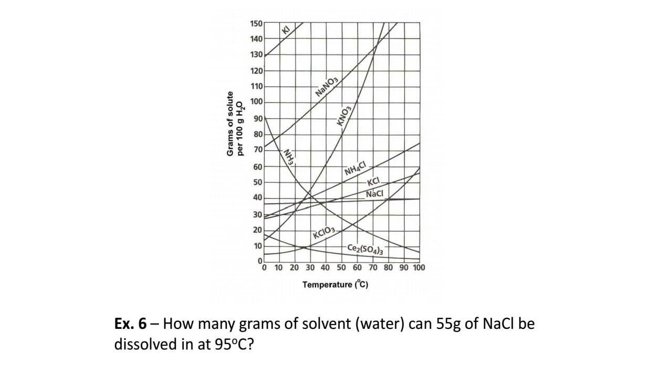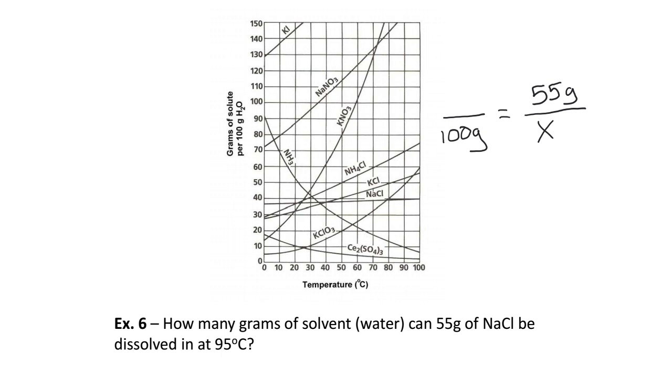It's asking for the amount of water. So it's saying how many grams of solvent or water can 55 grams of NaCl be dissolved in at 95 degrees Celsius? I'm still going to set up my proportion exactly the same. I know I have 100 grams of water, but this time I'm going to put an X for the water because we don't know what that is. That's what we're trying to calculate, how many grams of water. So I'm saying I have 55 grams of NaCl. I want to know how much water I need to make a saturated solution.